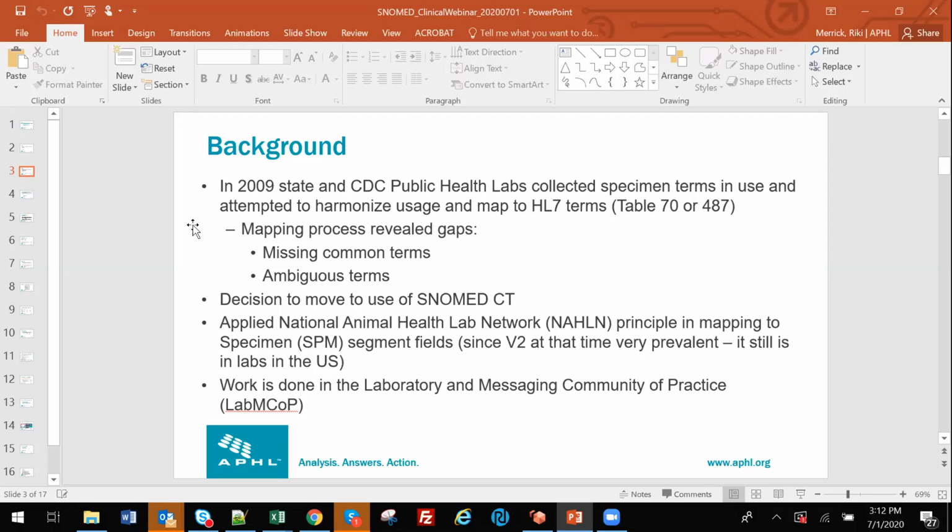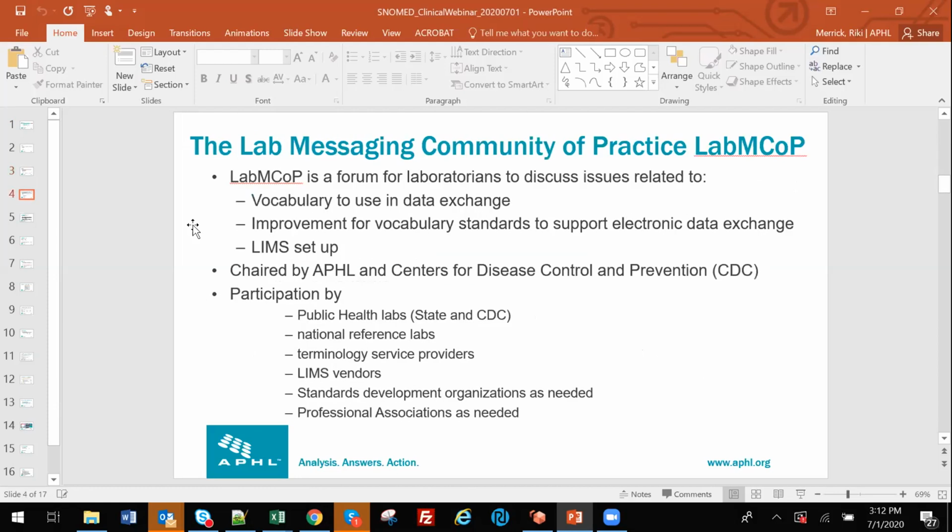We've been doing this work in what's called the Laboratory Messaging Community of Practice. That's the forum for laboratorians to discuss any issues related to vocabulary use and data exchange, improvements of vocabulary standards, and LIMS setup, and anything else that's around data maintenance in the lab. And this is a community of practice that's chaired by APHL and the CDC.